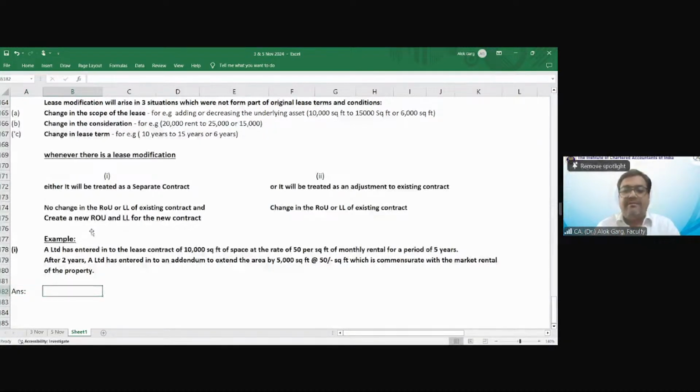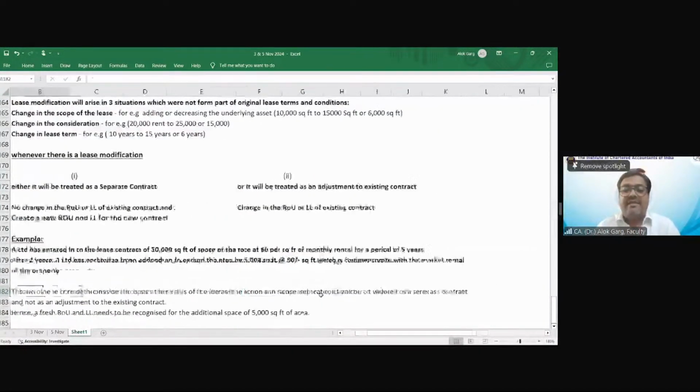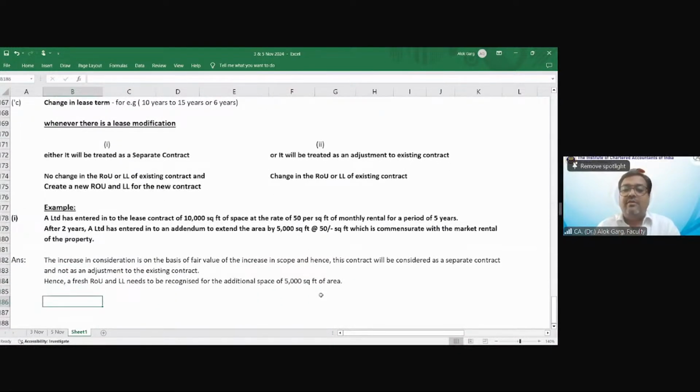What will be the treatment? Since it is as per the standards, it would be treated as a separate and new lease contract. Yes, it has to be treated as a separate contract, separate from the 10,000 square feet. The increase in consideration is on the basis of the fair value of the increase in scope, and hence this contract will be considered as a separate contract and not as an adjustment to the existing contract. Hence, a fresh ROU and lease liability needs to be recognized for the additional space of 5,000 square feet.